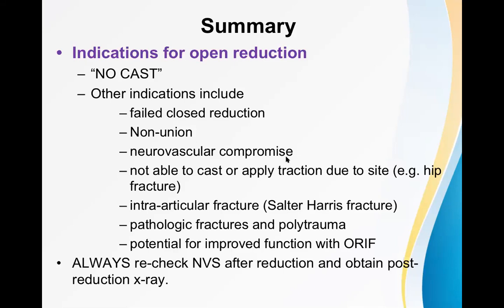Neurovascular compromise, of course, we need to see exactly what is happening there, manage it, and then fix the fracture site by internal fixation. Not able to cast or apply traction due to site, like hip fracture. We don't put any cast on a hip fracture because there is no place to put the cast. So you need to go for open reduction and internal fixation. Intra-articular fracture, like Salter-Harris fracture, is best managed by open reduction and internal fixation again.